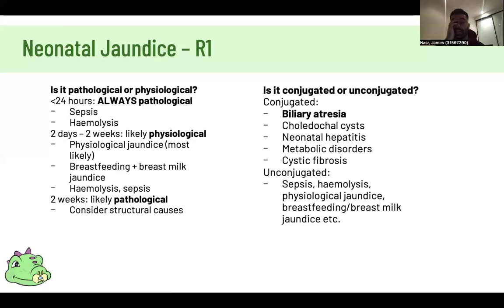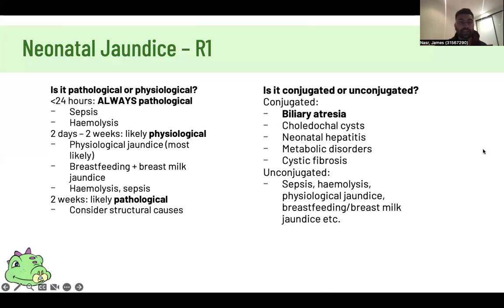After that, so between 2 days and 2 weeks, this can be pathological, but it's most likely to be physiological. So you still have to rule out hemolysis and sepsis, but physiological jaundice would be your most likely differential. And then your other things to consider would be breastfeeding and breast milk jaundice. Anything past that, so from 2 weeks on, is likely pathological. There's a very small chance it could be physiological still, but it is most likely pathological. And this is when you'd have to start to consider your structural causes. So the main thing would probably be biliary atresia.